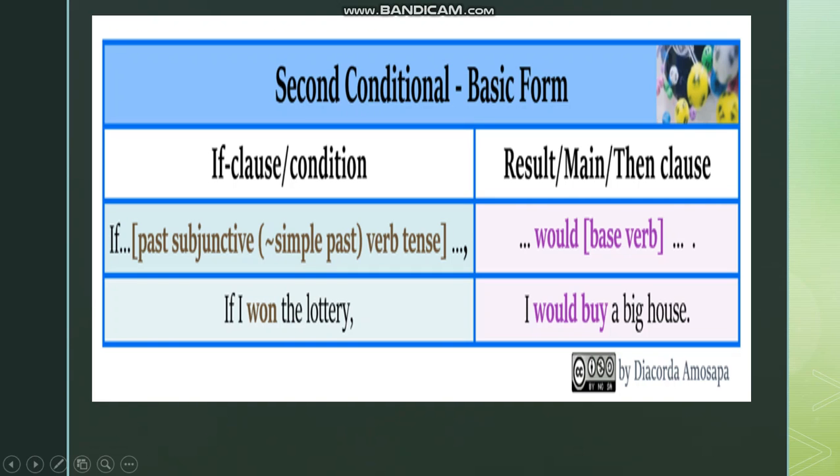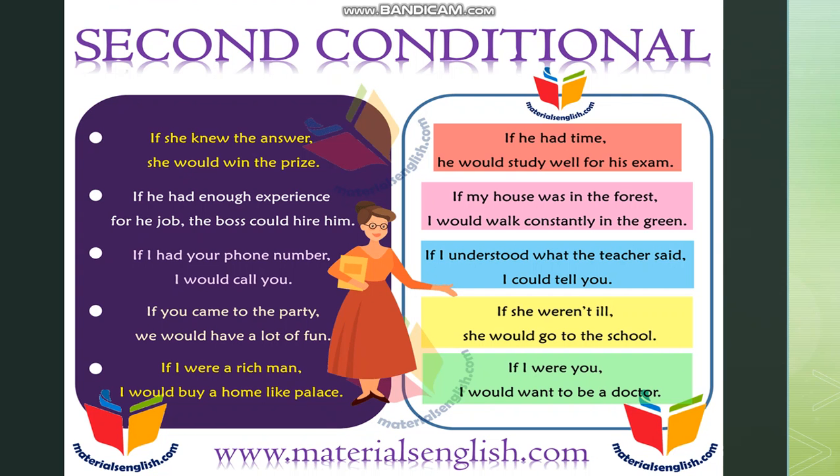And as you can see here, this is how we form those sentences, and in the if clause we always have simple past. So if plus simple past, the main clause is going to have would instead of will. If you remember from the first conditional, we have would here for the second conditional. If I won the lottery, I would buy a big house. This would construction is called future in the past or conditional tense. Here are some, of course, more sentences for you to learn.